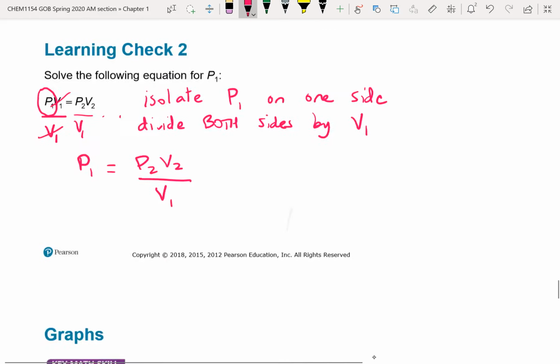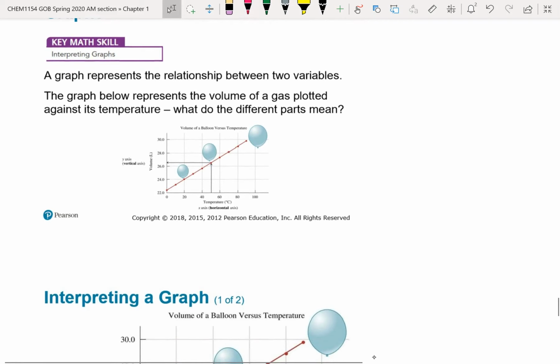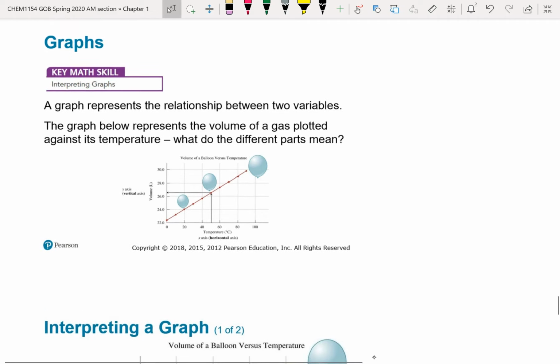All right. I misspoke when I said earlier that equations were the last part of this section. Graphing is the last part of this section here. And we're going to use graphs. Graphs are actually a very concise way to represent relationships between things. And you can get a lot of information from a graph, but you have to know how to interpret it.